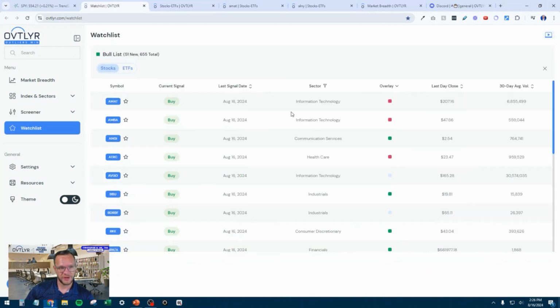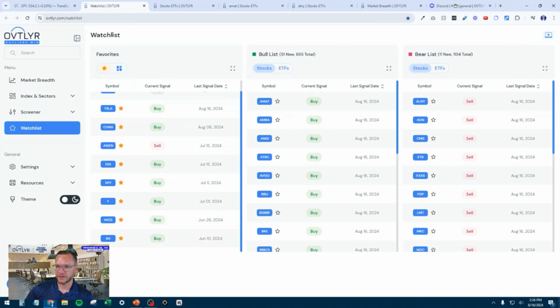Whenever we started with OVTLYR, right? This was like the end all be all, right? The watch list. You've got your favorites, your bull list, and your bear list. Everything with the buy signal comes through on the bull list. Everything with the bear or sell signal comes through on the bear list. And we got to talking. Mahesh saw how I was trading it.